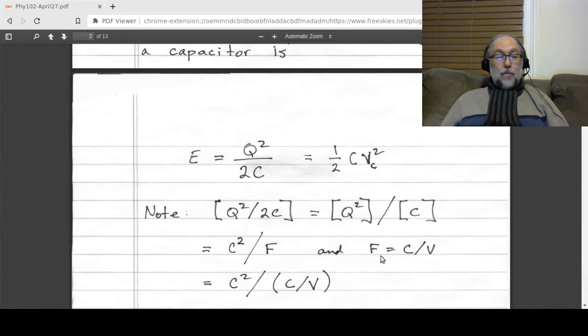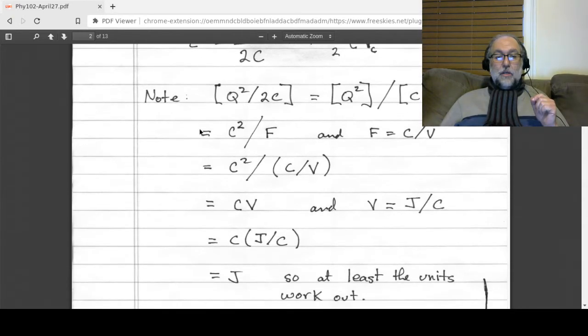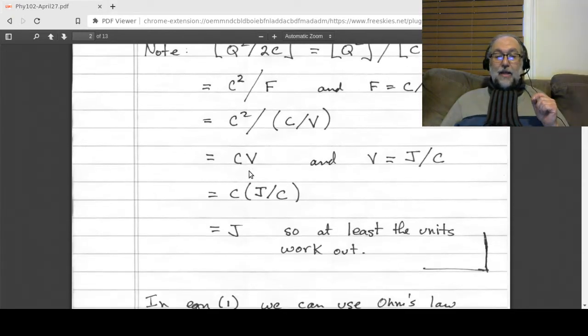Remember that a farad is a measure of capacitance, and capacitance is how much charge you get per volt. So it's a Coulomb per volt. And so you can replace that farad on the bottom there by a Coulomb divided by a volt. Simplifying that, it gives you basically a Coulomb times a volt. But don't forget that a volt is a measure of potential, and potential is how much energy per unit charge. So a volt is a joule per Coulomb. You can replace that volt by joule per Coulomb. The Coulombs cancel and you wind up with joules. And so you can see that the units do work out.